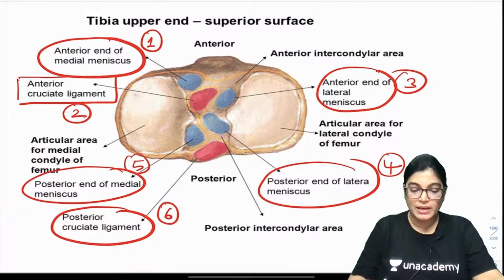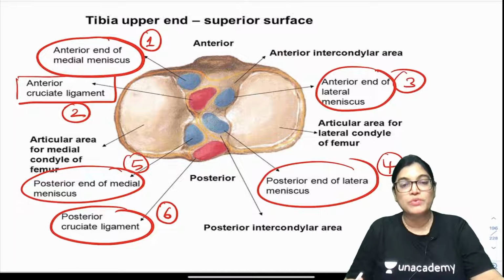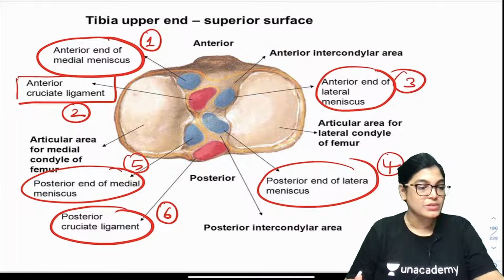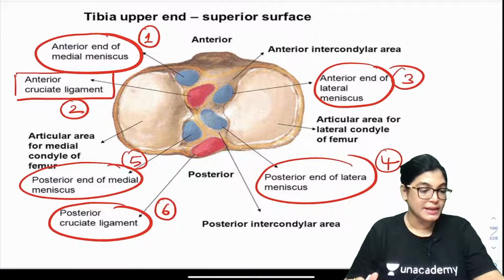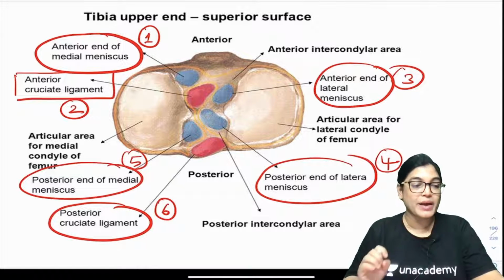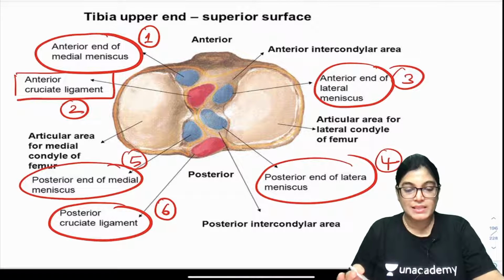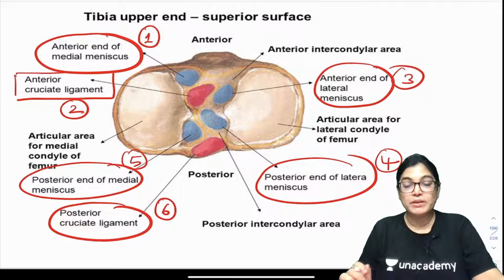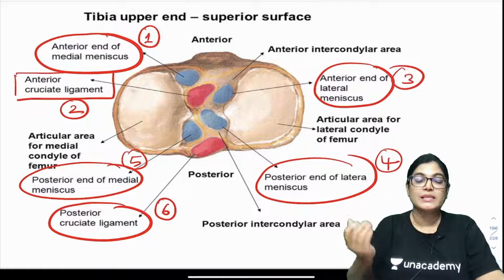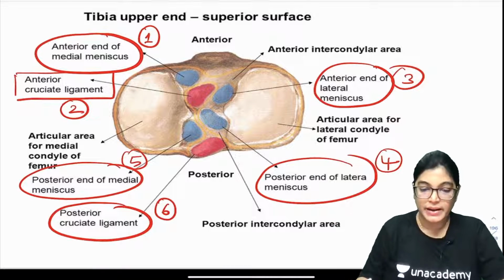See here, I have marked them 1, 2, 3, 4, 5 and 6, and the structures are shown there. All the structures have been marked along with the area located in the intercondylar area. This diagram is very easy to understand, but I would also like to give you a mnemonic for remembering the structures. Please write down, this would be very useful for you.